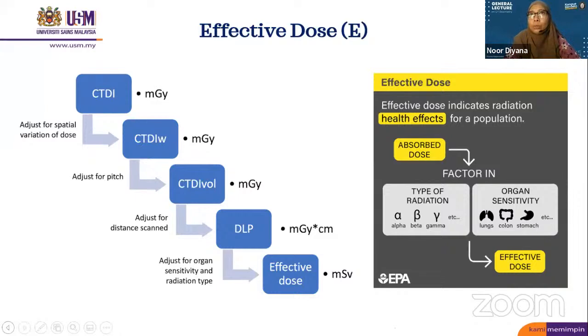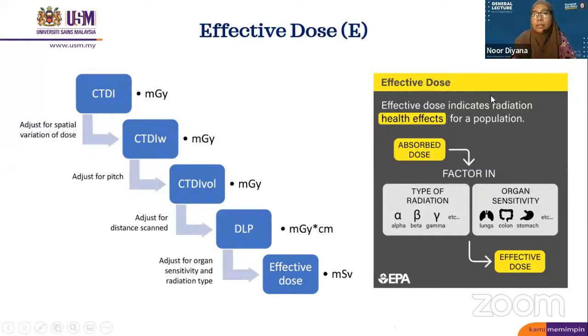Okay, and then we also have different contrast protocols. One is fixed contrast, and then another one is bolus tracking. But in comparison, bolus tracking has more scanning phases, and then the dose will be higher for bolus tracking. Okay, so I have covered the DLP, and then the last parameter is actually the effective dose.